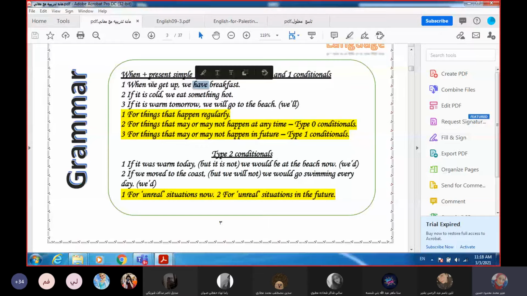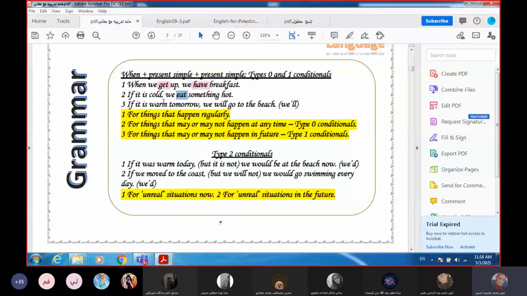Look at the main verb here. Look at get up and have. Have here is a main verb, right? Get up is simple present, and have here is in simple present. We don't use modals because it is if clause type 0 and we are talking about a fact. If it is cold, we eat something hot. This is if clause type 0.